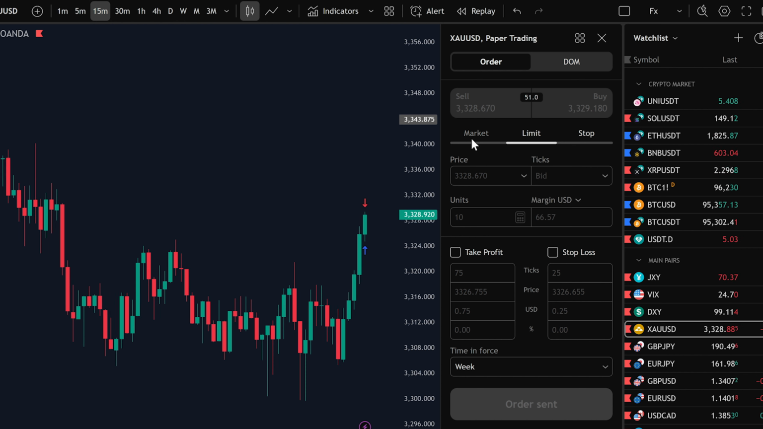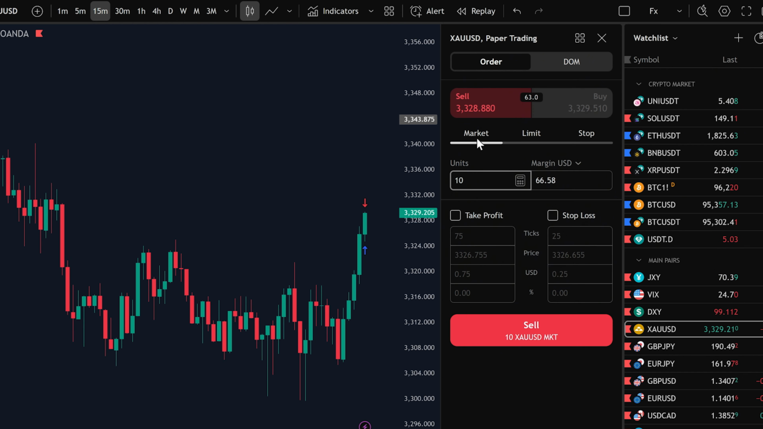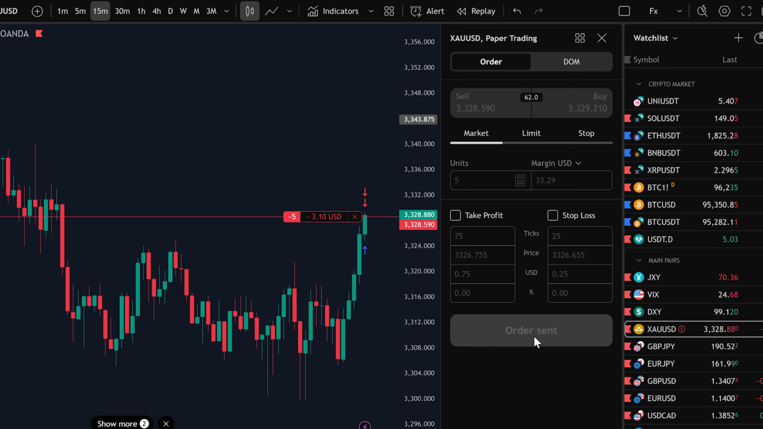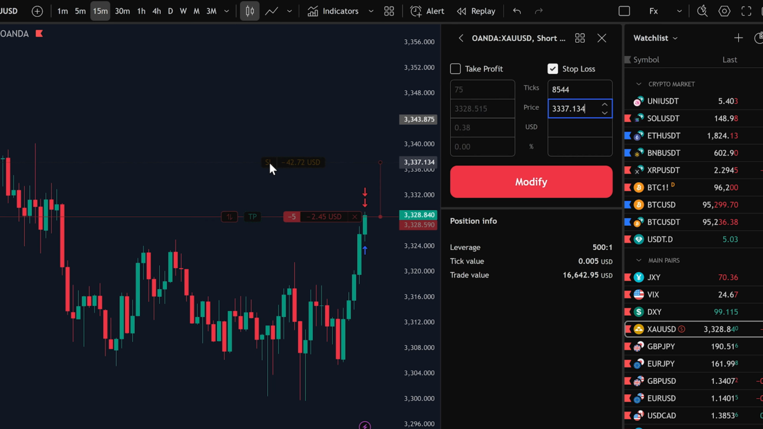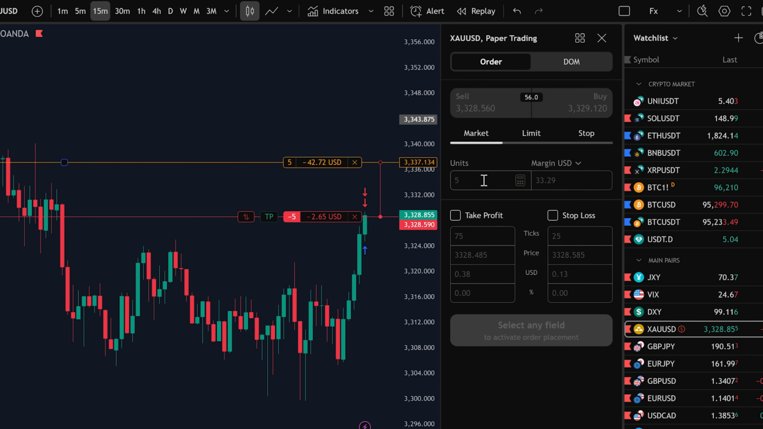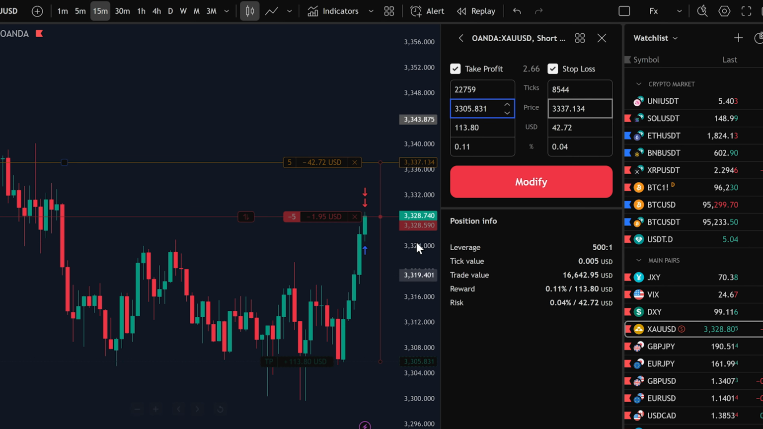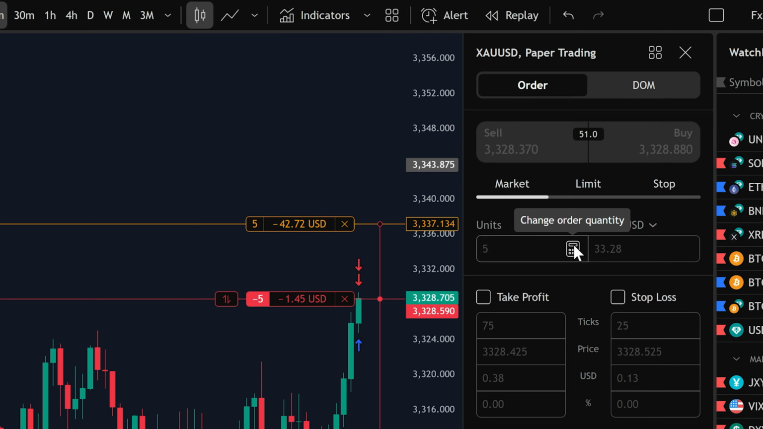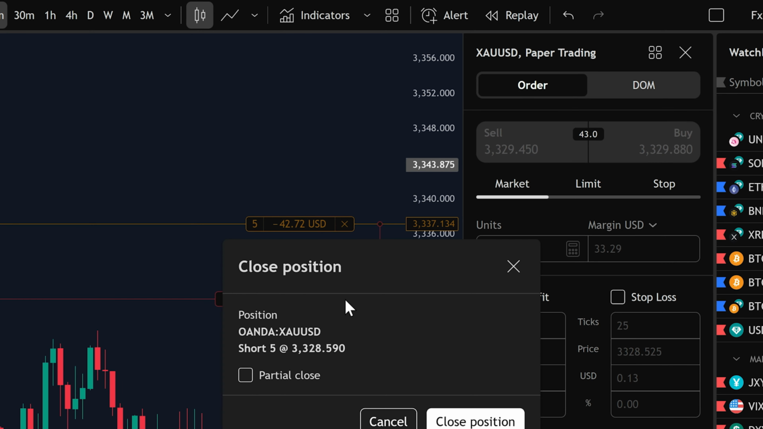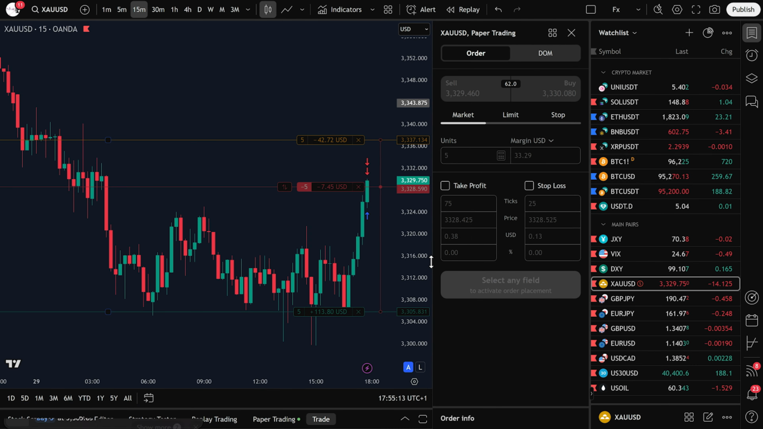Finally, let's go back to market order, but this time for a sell position. If you want to enter a sell position instantly, you just choose the number of units, for example 5 units, then click Sell. The sell trade is immediately executed at the current market price. Same thing as before. Drag your stop loss line above the entry point and click Modify. Drag your take profit line below the entry point and click Modify. If you want to close this sell trade, just click Close Position, and it will immediately exit the trade.